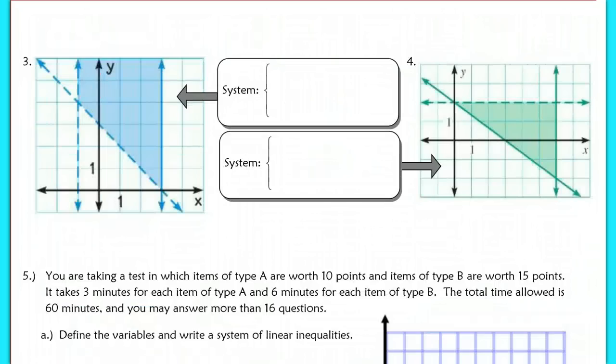So for problems 3 and 4, I would like you to try these. Remember that you can have more than 2 lines, and in this case you see 1, 2, 3 different lines. So you should have 3 lines for each of these systems. Make sure you just go through step by step, picking the correct sign, and it should be very straightforward.